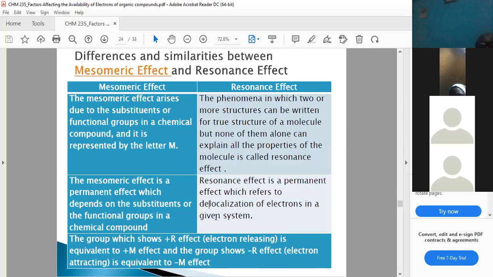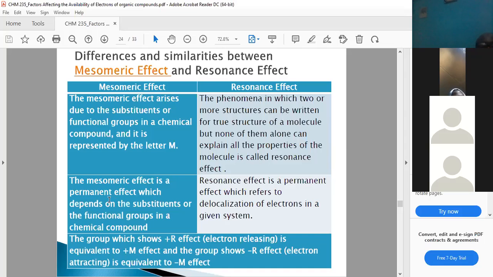Now, we have been talking about mesomeric effect and resonance interchangeably. They have similarities and they have differences. Mesomeric effect arises due to the substituent functional groups in a chemical compound. Resonance is where you have 2 or more structures that can be written for a particular molecule, but none of the structures can explain all the properties of the molecule. This is known as resonance.